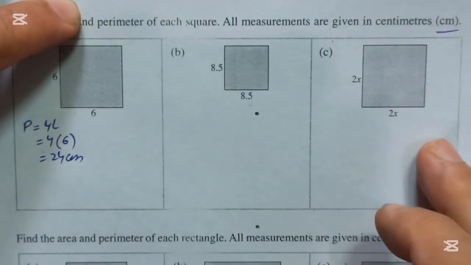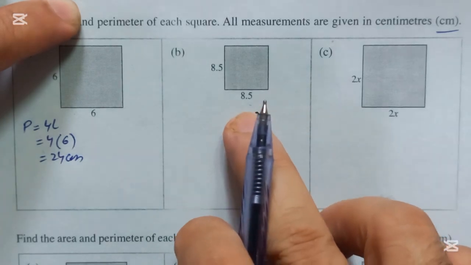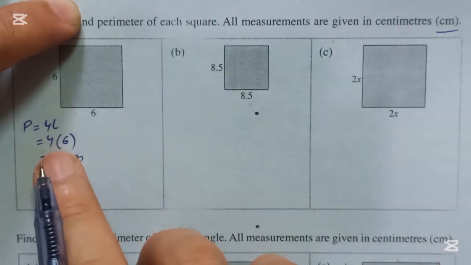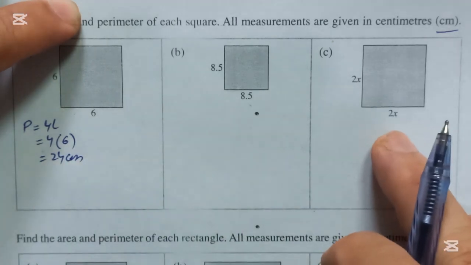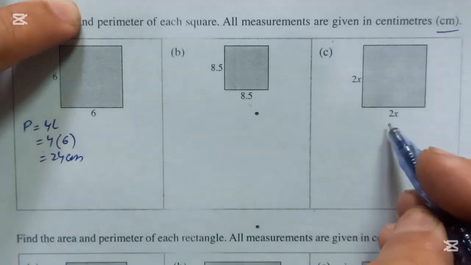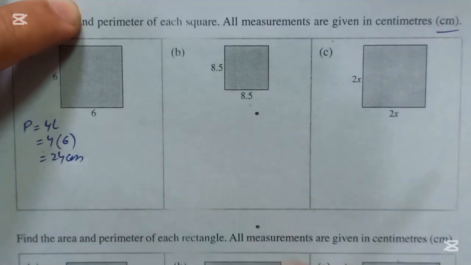These parts are the same. You will put the value of any one of the sides, that is 8.5, into the formula. Like this, this question is also the same. This will be given in terms of x, so you will put 2x in place of L. The rest of the method is the same.